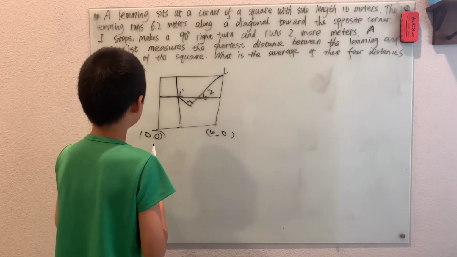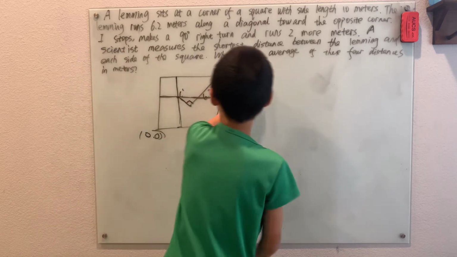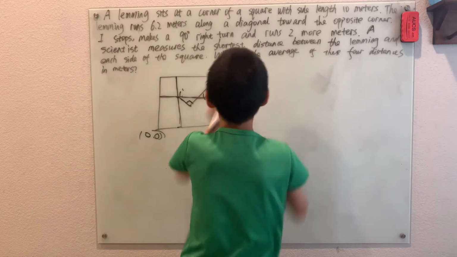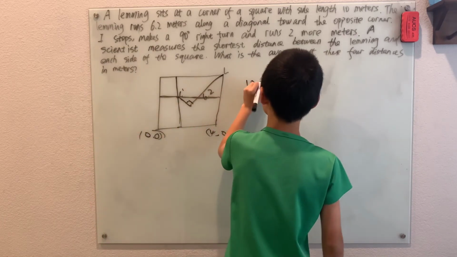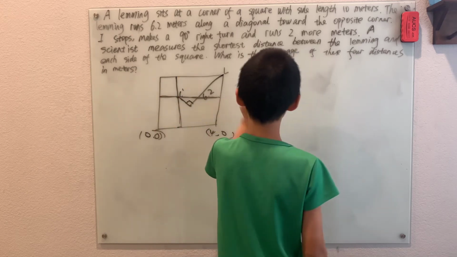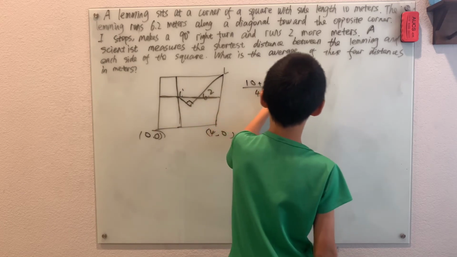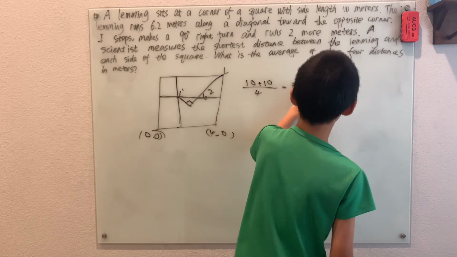And that means these 2 distances added together are 10 meters. These 2 distances added together are 10 meters. And then there's 4 distances in total, and you just divide by 4. 10 plus 10 is 20 over 4. And then you get an answer of 5.